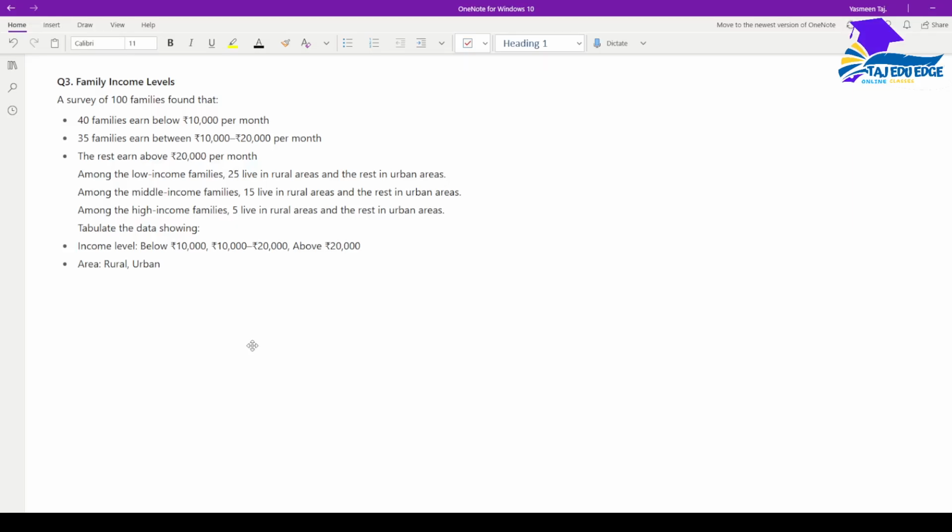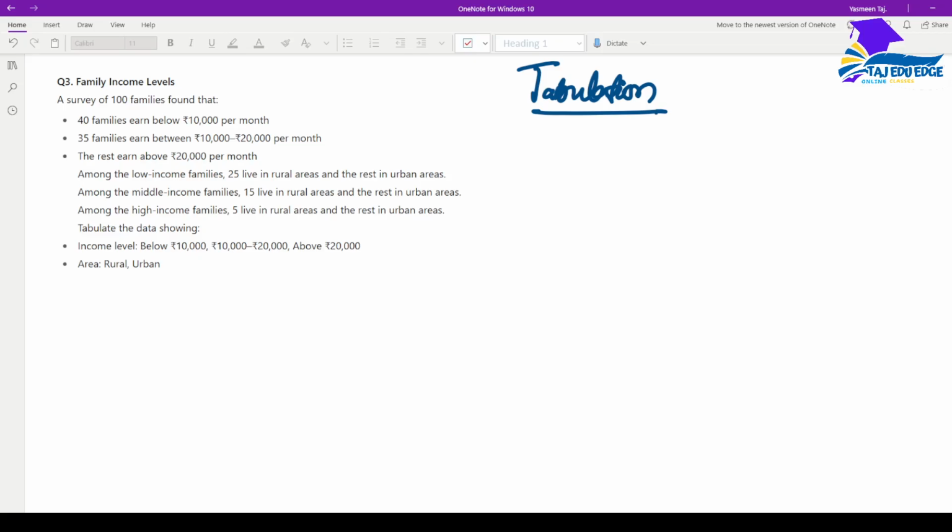Here I am discussing the problems on tabulation. As you already know, tabulation problems are very important for your examination. So here they have given the question: family income levels.